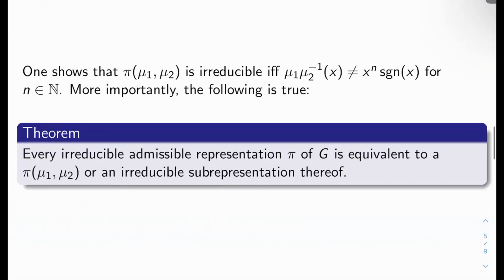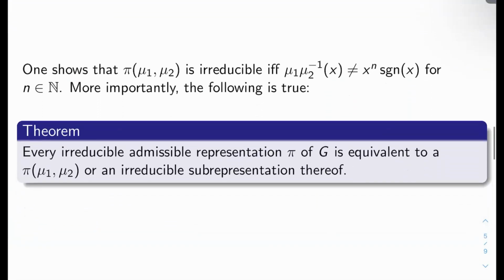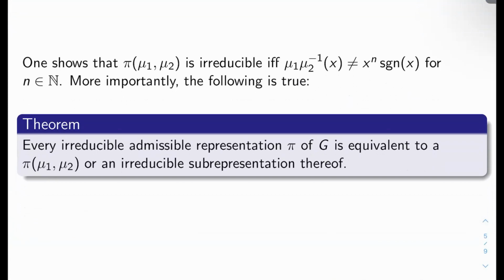Okay, so why are we looking at this example? Well, first of all, there's a couple of facts to be aware of. First of all, it's pretty easy to check when these are irreducible in some sense. You can check that pi of mu1, mu2 is irreducible if and only if mu1 times mu2 inverse of x isn't equal to x to the n times the sign function of x for n in N.